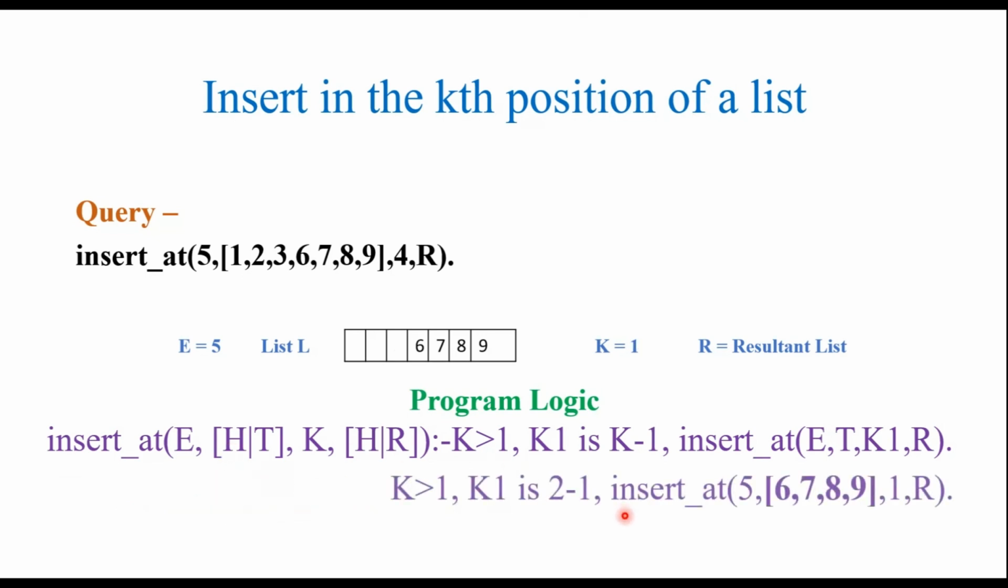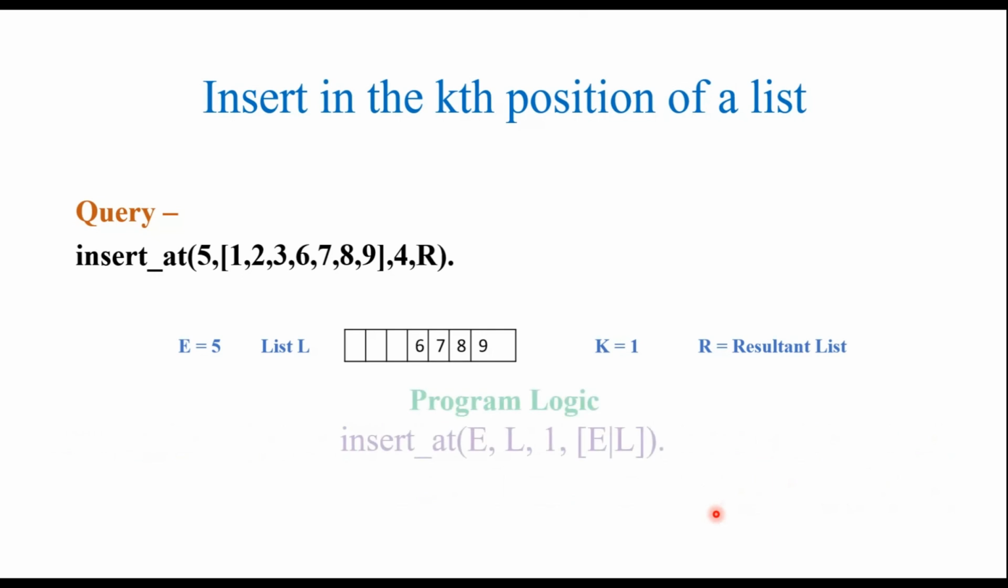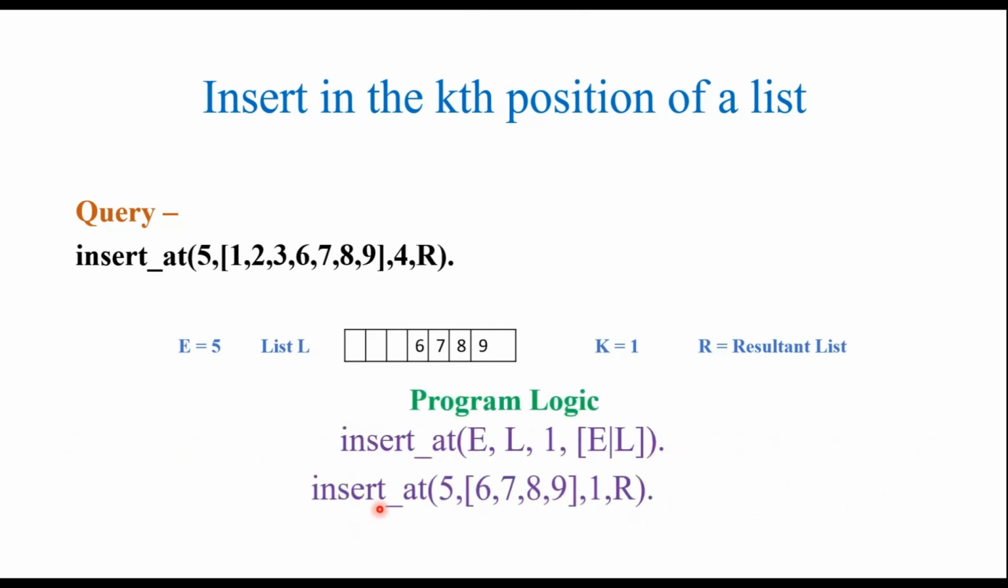And then K1 is further reduced from 2 to 1. After discarding 3, we are left with 6, 7, 8, 9. So with this tail part and the updated value of K, we are recursively calling the insert at function again. Again, it will start by checking the base case. And now we see that 1 and 1 match.